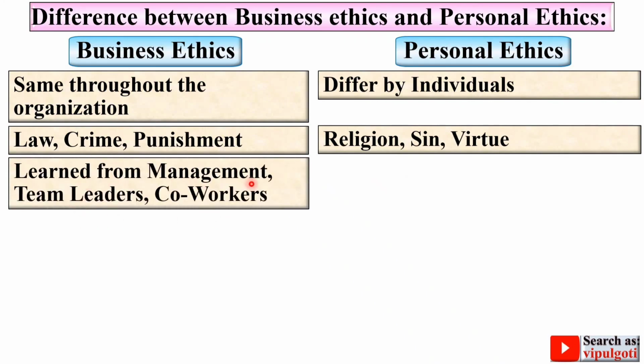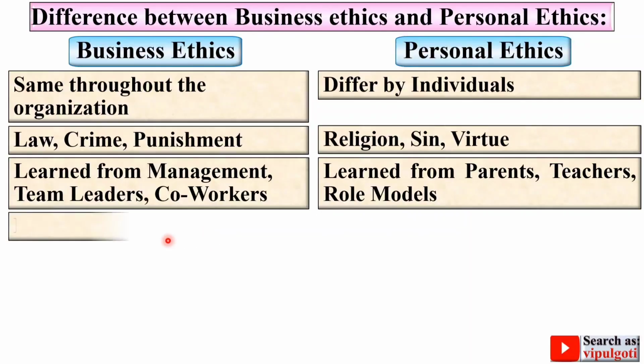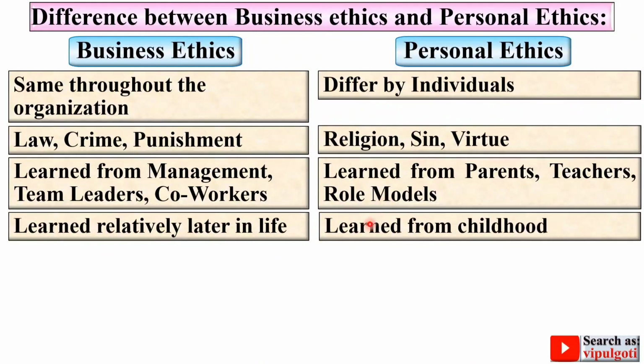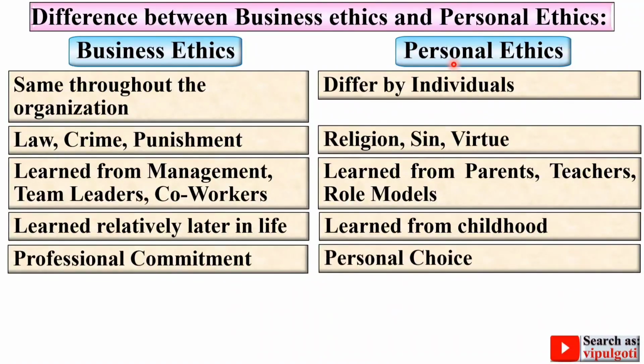Business ethics is learned from the management, team leaders, co-workers. Personal ethics is learned from parents, teachers, role models, etc. Business ethics is learned relatively later in life, that means after joining the job. Whereas personal ethics is learned from childhood. Business ethics is the professional commitment, whereas personal ethics is the personal choice.